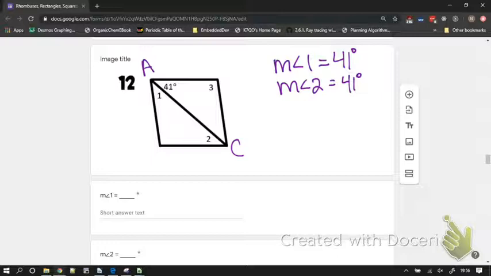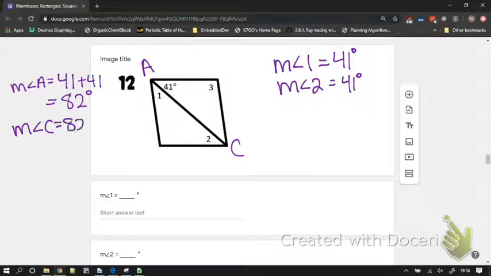Okay, if that doesn't make sense, you could think about the fact that the measure of angle A is going to be 41 plus 41, which of course is 82 degrees. And then angle C would also equal 82 degrees. And then we would just have to take that divided by 2 to get the measure of angle 1. So the measure of angle 1 is that 82 degrees split in half, still 41 degrees.